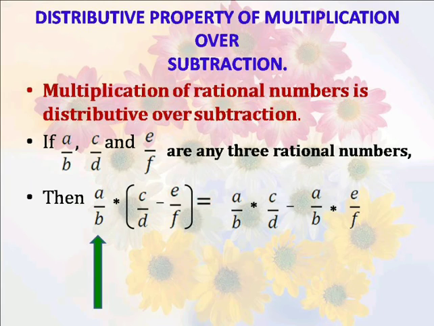Let's see the green arrow to understand it clearly. Here a by b is outside and c by d and e by f are inside. As in between c by d and e by f, subtraction sign is there. So we will subtract the values. Firstly, a by b, which is outside, will be multiplied with both the inside values, that is c by d and e by f. As a by b multiply with c by d minus a by b multiply with e by f.